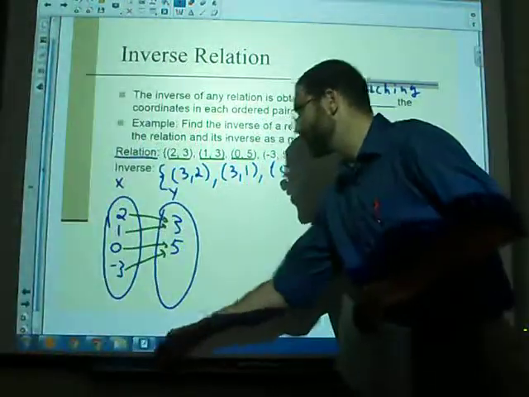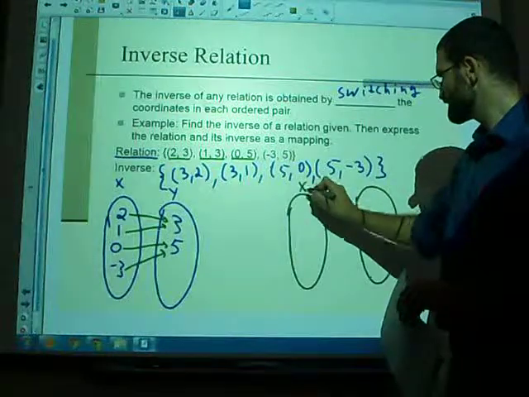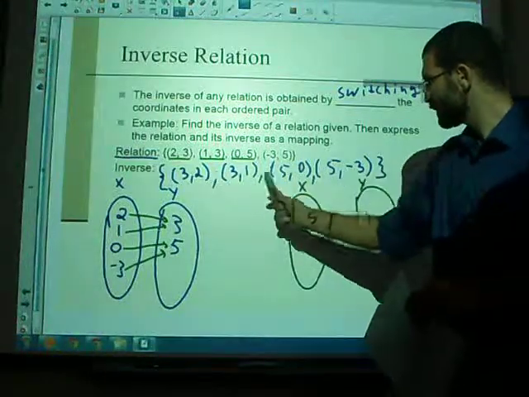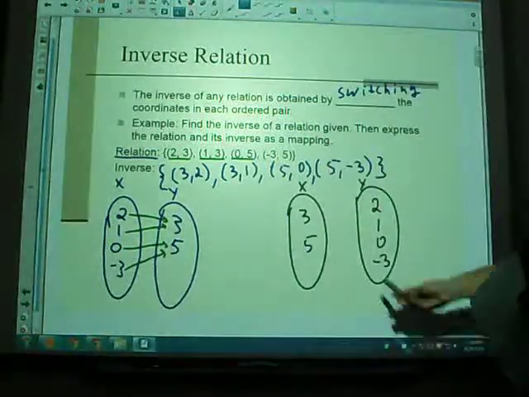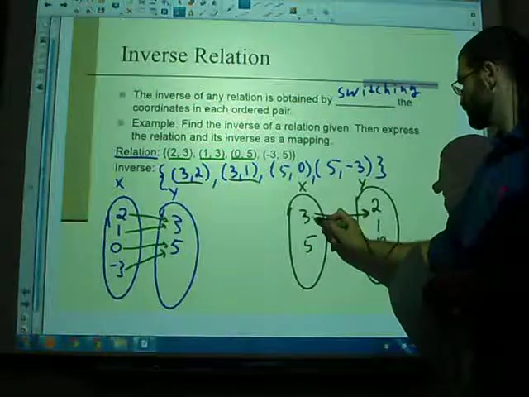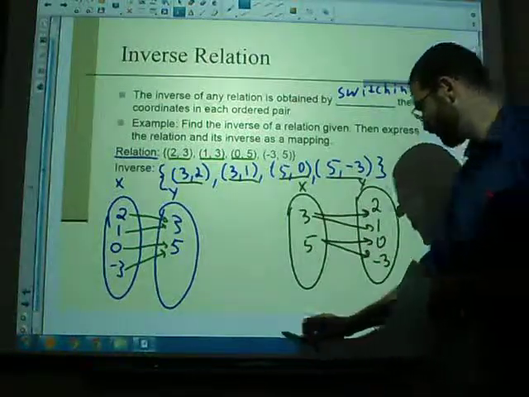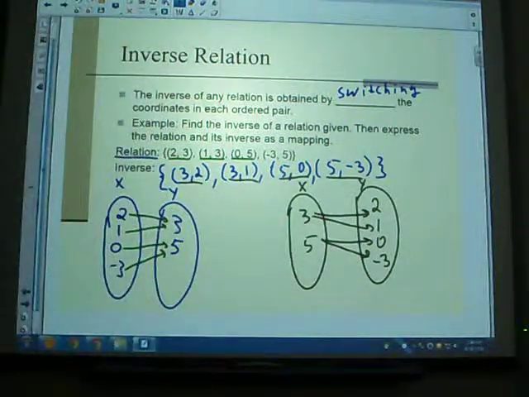If we want to draw the mapping for the inverse, we're basically using this set. So this is x and y, but in this case, these numbers are our x's, 3 and 5, and these numbers are the y coordinates, 2, 1, 0, negative 3. So notice all the numbers have been switched, and then 3 is connected to 2, 3 is connected to 1, 5 is connected to 0, and 5 is connected to negative 3. So this is the mapping of a relation, and this is the mapping of the inverse of that relation. So that's the basic idea behind relations.